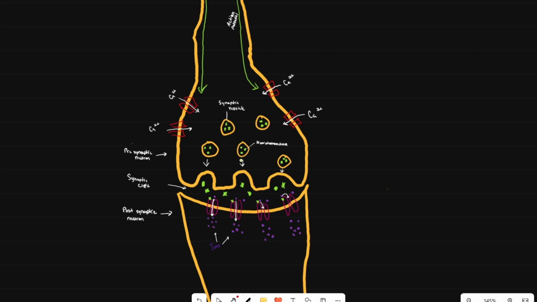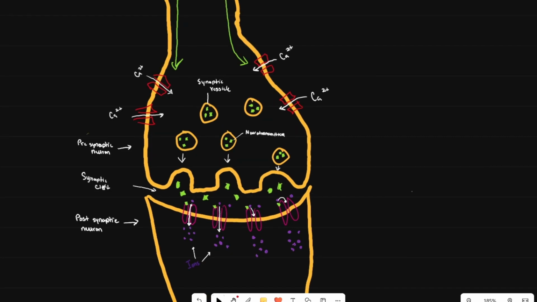Once these synaptic vesicles move towards the axon terminal, they're made up of the same molecules as the actual membrane, so they're able to fuse with the membrane. Then through exocytosis, all of these neurotransmitters are dumped into the synaptic cleft. The synaptic cleft is this area right here. It's literally the junction, or the synapse, where the two neurons are meeting.